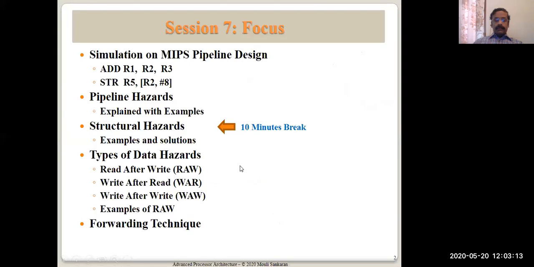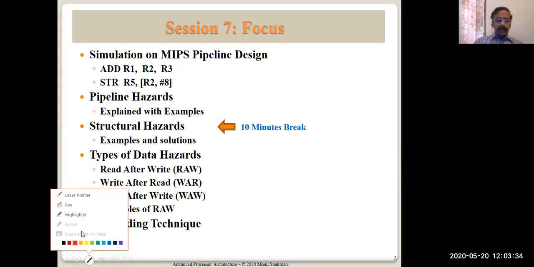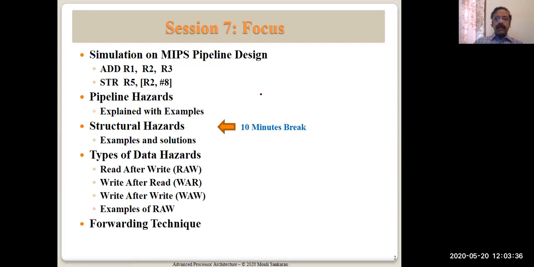Today, our focus is going to be how the pipeline is implemented in a MIPS processor. We have been seeing the pipeline stages of the MIPS processor, which is a RISC family of processors. It's a 32-bit processor, similar to ARM, but a little different. I will show you there are differences there.